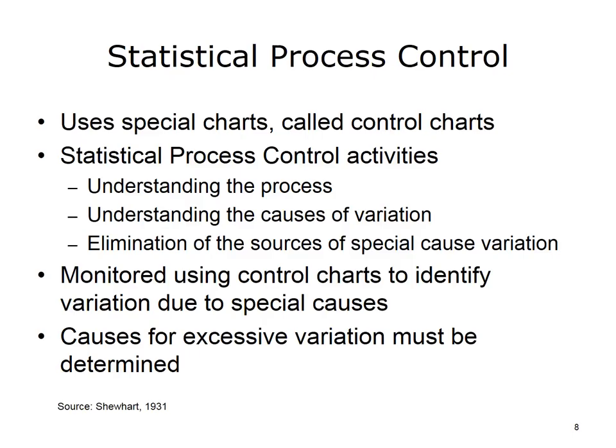Statistical process control may be broadly broken down into three sets of activities: understanding the process, understanding the causes of variation, and elimination of the sources of special cause variation. Using SPC, a process is monitored using control charts to identify detrimental variation, often called variation due to special causes, and to free the user from concern over naturally occurring variation, often called variation due to common causes. This is a continuous ongoing activity where only special causes are addressed. When special causes are identified by the control chart detection rules, additional effort is exerted to determine causes of that variance.